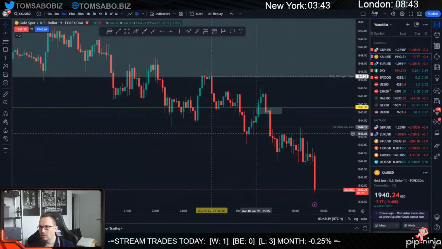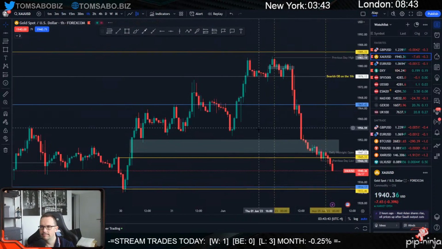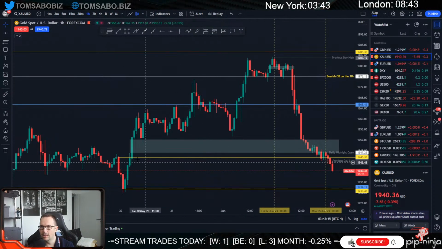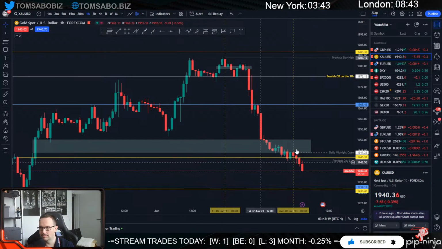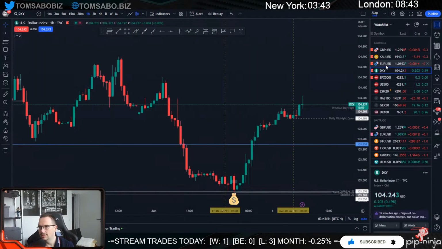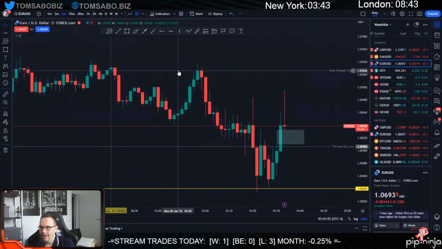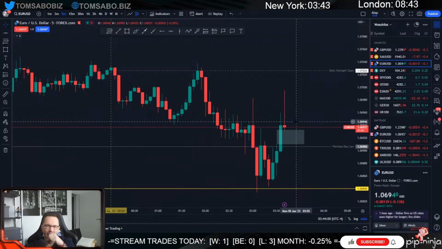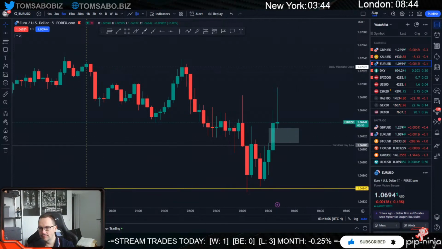Let's look at gold. Oh my god, look at gold. Gold is tanking. We are definitely in the mid threshold of this bullish order block, which is a good sign for our theory. Otherwise, I'm not looking to enter.